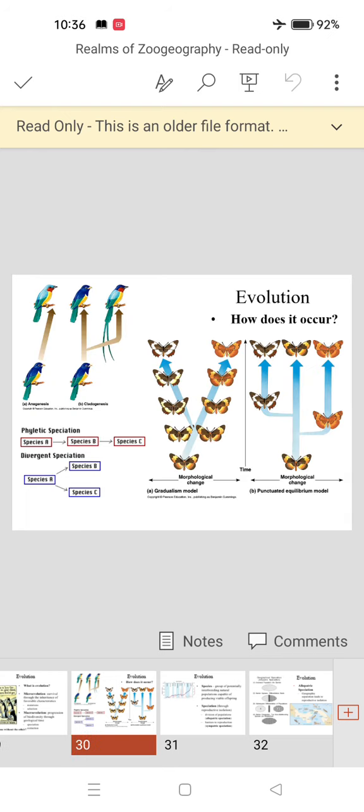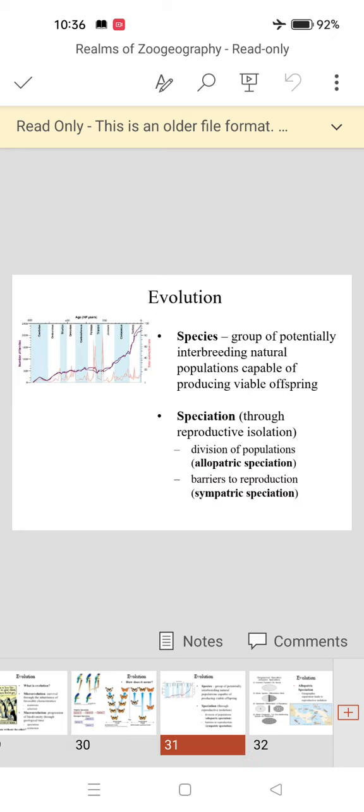So you can see how evolution occurs, shown one by one with the geographical situations, and they form from species A to species B, species C, divergent speciation. A species is a group of potentially interbreeding natural populations capable of producing viable offspring.